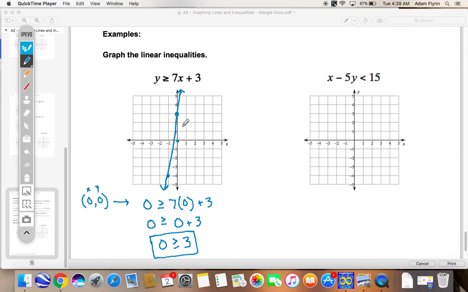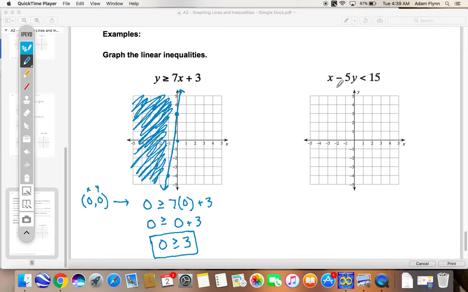If it were true, since 0, 0 is on this side, I would have shaded everything over here. But since it's false, I'm just going to hop over to this side of the line and shade everything over here. So I know any solution on this side of the line would satisfy this inequality. All right, so let's take a look at this one.